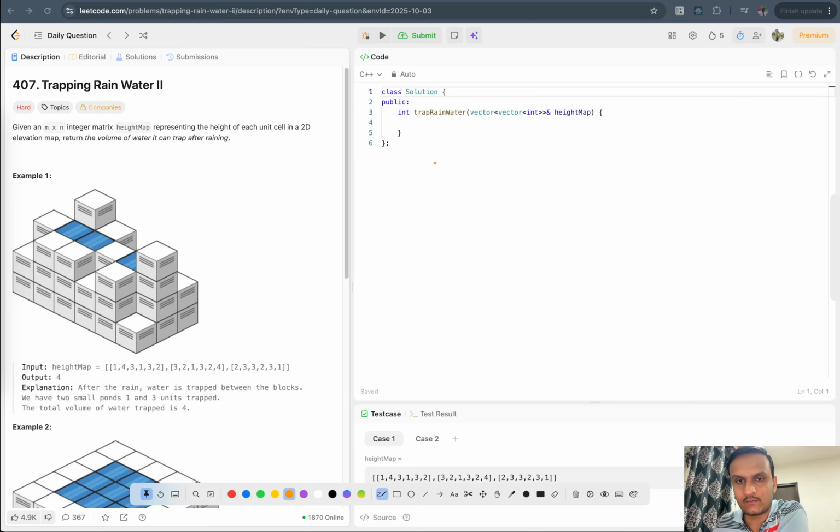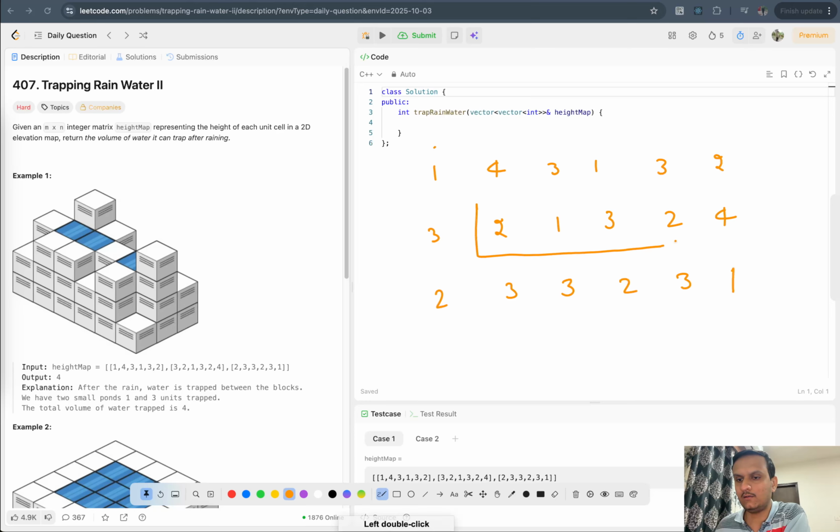Let me write it down. 1 4 3 1 3 2, then 3 2 1 3 2 4, and the third row is 2 3 3 2 3 1 2 3 1. Let me make 1. Okay, this is our grid, this is our inner circle. Apart from that, everything is boundary, and at the boundary, so let's take the boundary first.